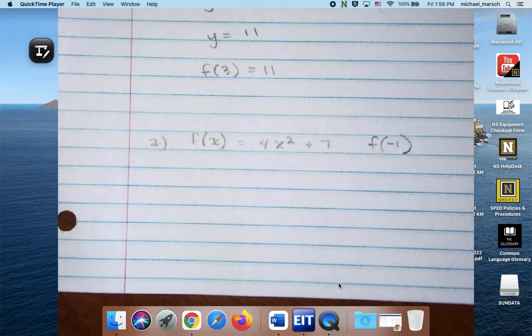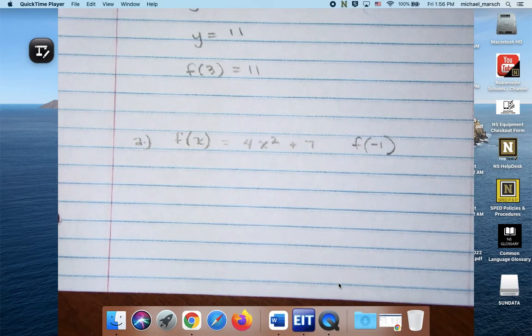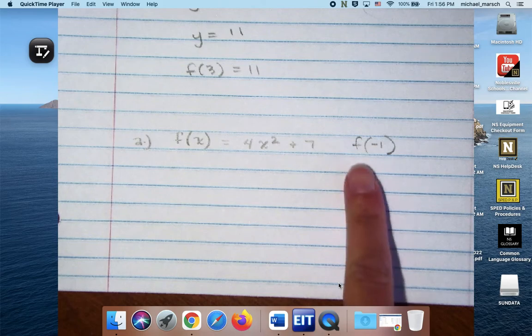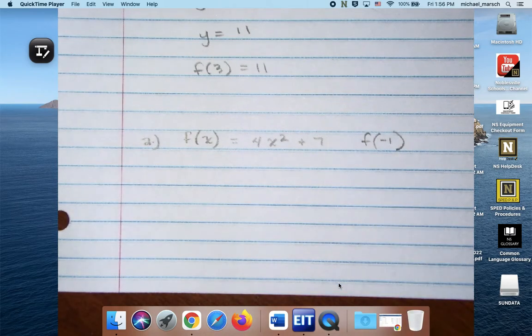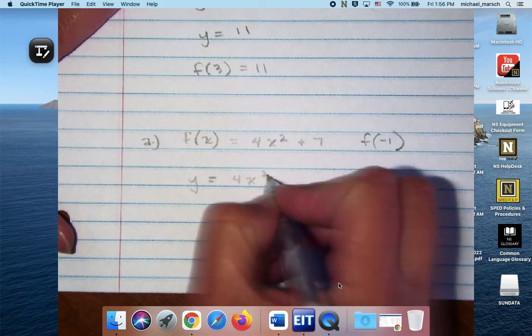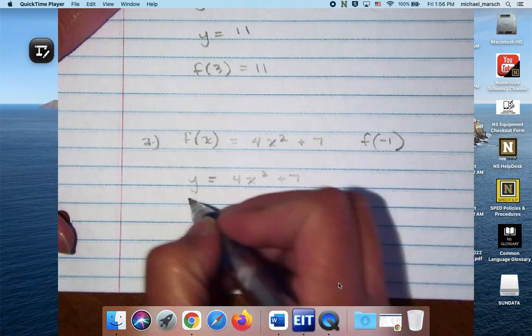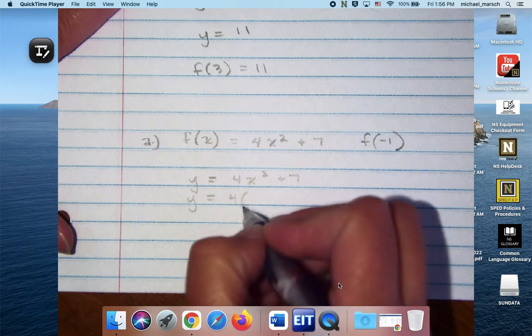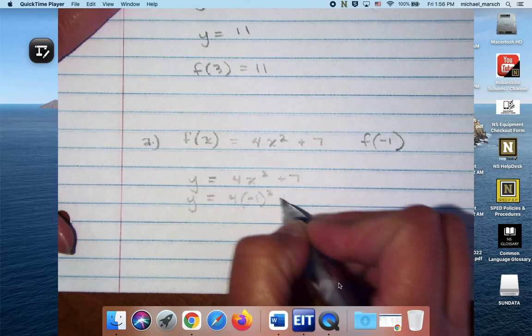Can't see that? I'm sorry. Function of x, 4x squared plus 7. We're going to find the function of negative 1. So what we're doing here is y equals 4x squared plus 7. Y equals 4 times negative 1 squared plus 7.